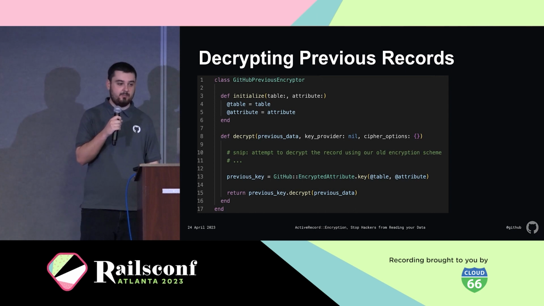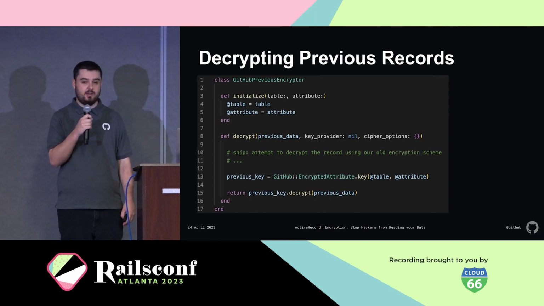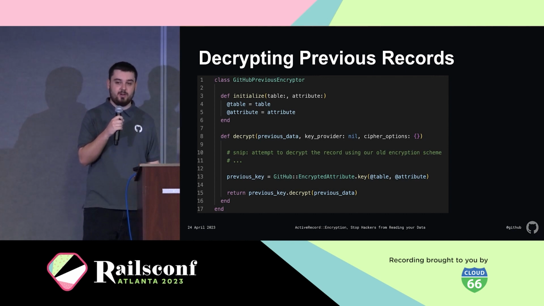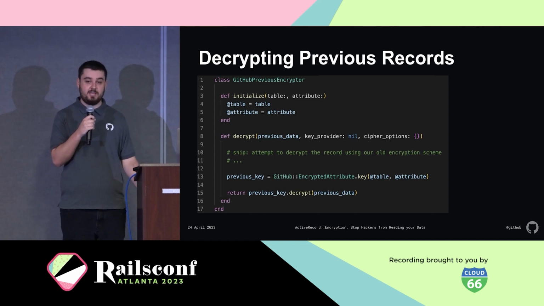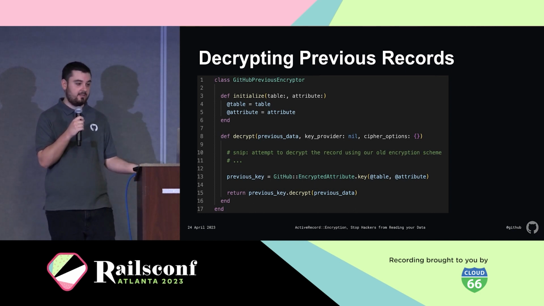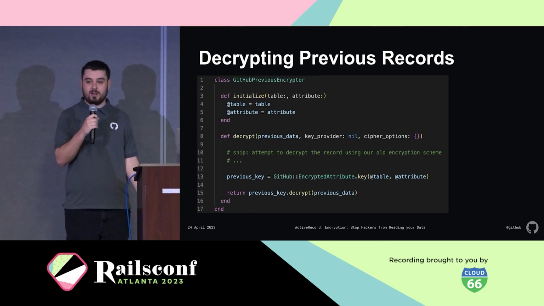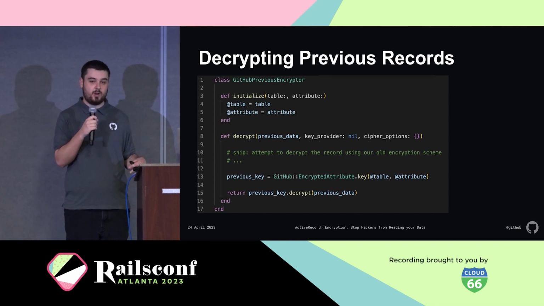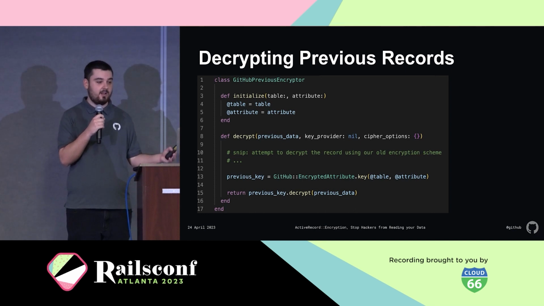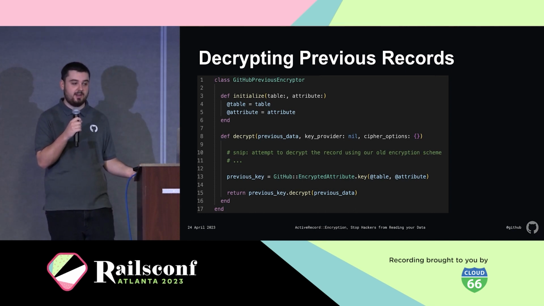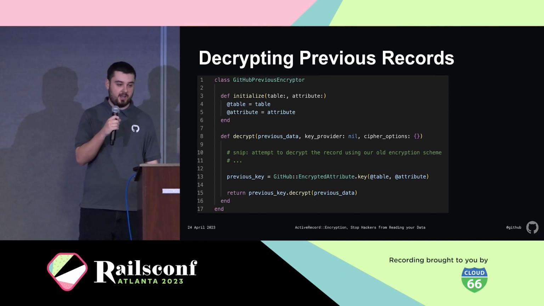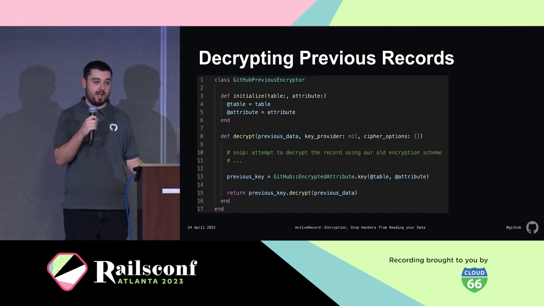So to decrypt our previous encrypted attributes, we have what we call the GitHub previous encryptor. It's initialized with the table and the attribute name so that we're able to derive the key for our previous encryption scheme, in this case, GitHub's encrypted attribute. And once we're able to derive that key, we're able to decrypt the value that's passed. So when ActiveRecord encryption's decryption fails, it will fall back to our previous encryption scheme, as you can see here, which calls this decrypt function with the previous data. That previous data is then decrypted using GitHub's encrypted attribute, and then it's returned as plain text to the application.